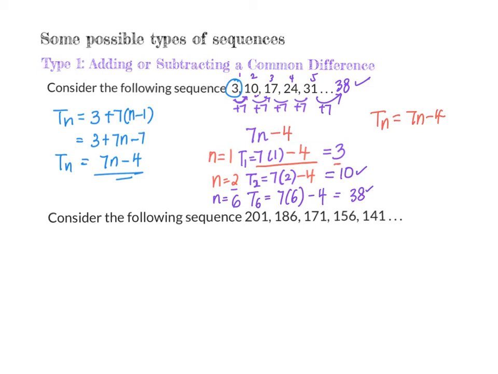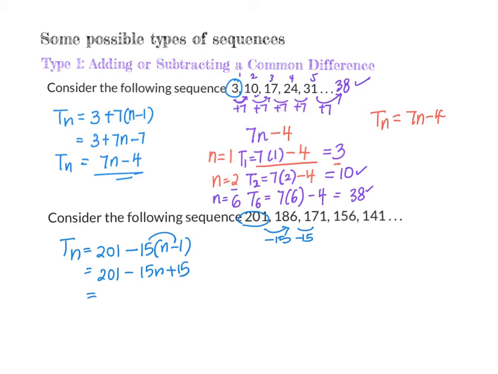Let's consider the next example. If I were to use my first method, I will have Tn taking the first term, but now I'm subtracting a difference. I'm going to subtract 15. So taking the first term, 201, I'm not going to add a difference, I'm going to subtract a difference, and this is multiplied by n minus 1. So that formula will give me 201 minus 15n plus 15.